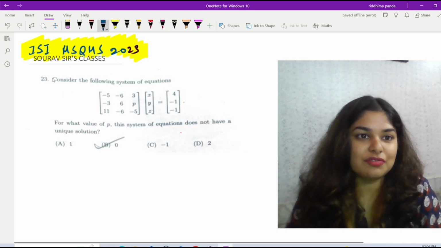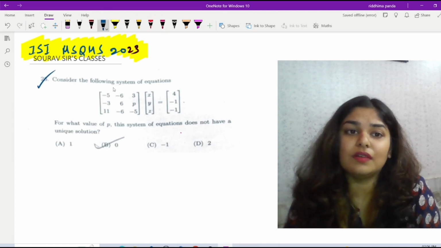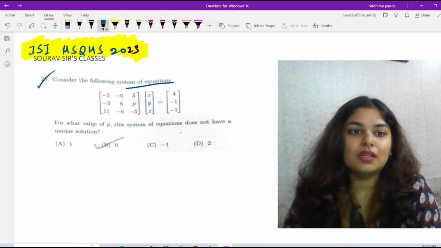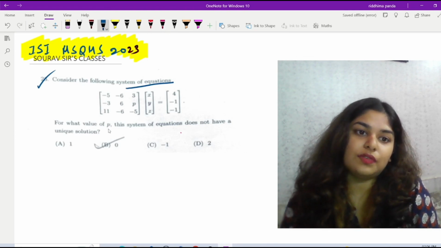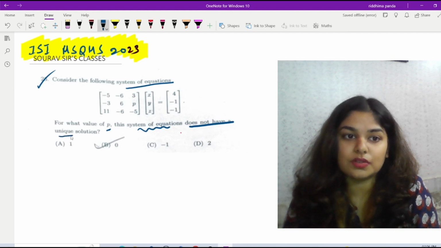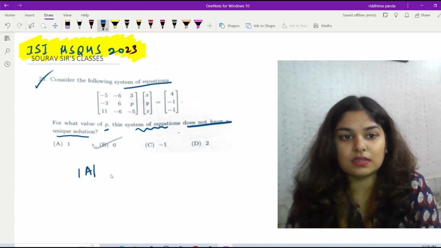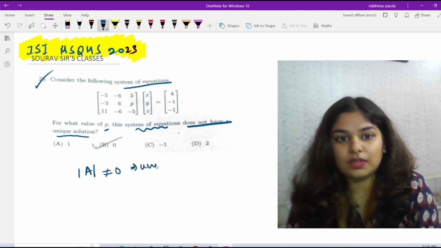So the question number 23 in front of you is about the following. You're given a following system of equations. Now in the question you're asked for what value of p this system of equations does not have a unique solution. So we know whenever the value of determinant is not equal to 0, then there is a unique solution.